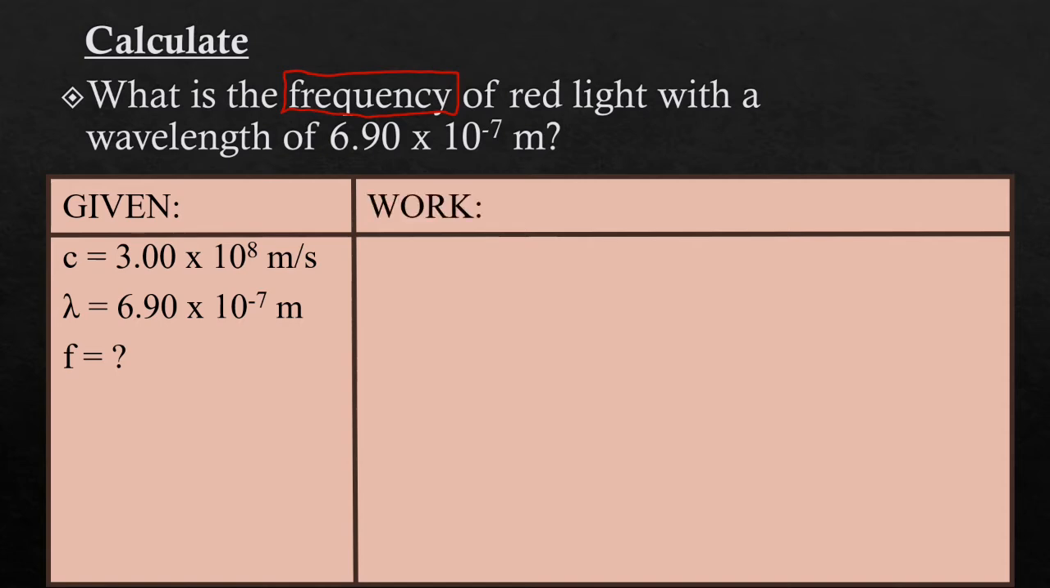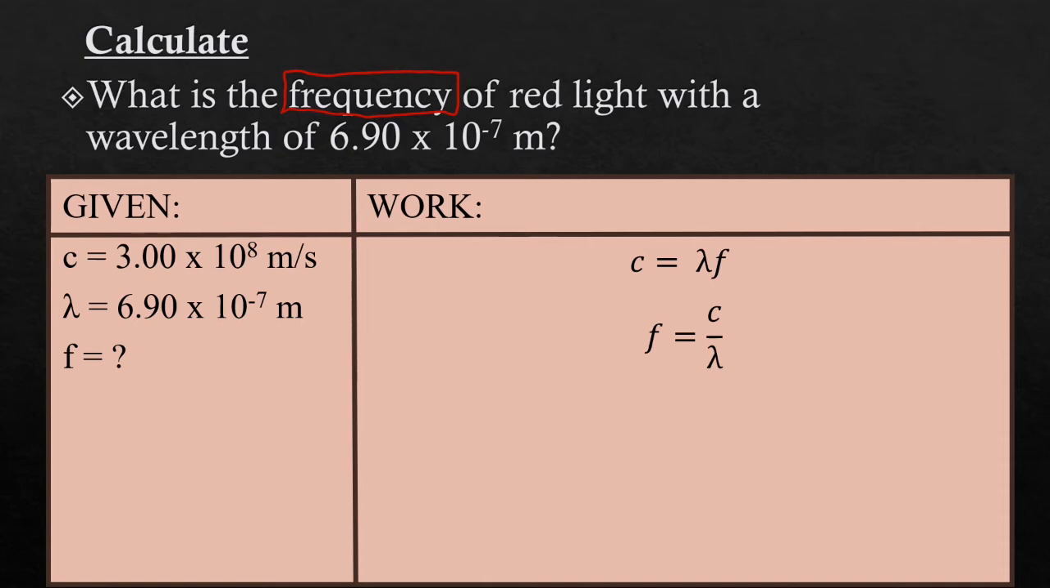Next, I like to write out the equation. c equals wavelength times frequency. The next step is that I need to isolate my variable that I'm looking for. So that is f. So in order to do that, I need to divide both sides by wavelength. And when I do, wavelength cancels out, and I get frequency equals c divided by wavelength.